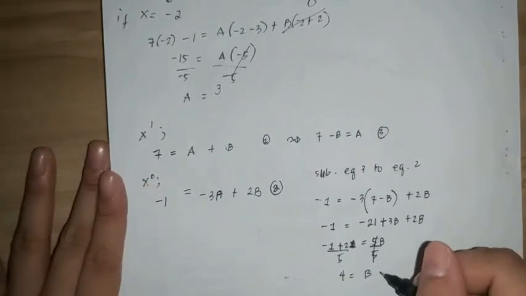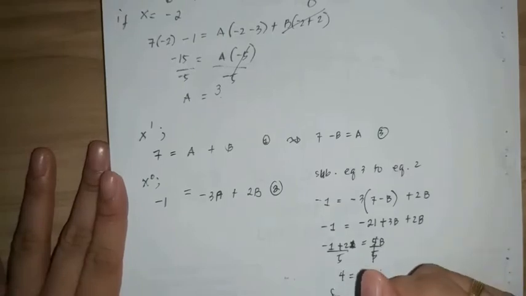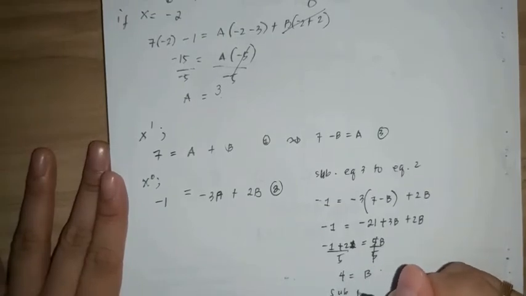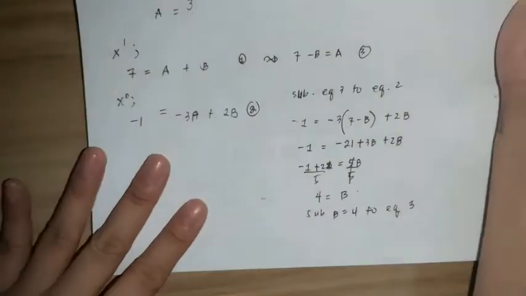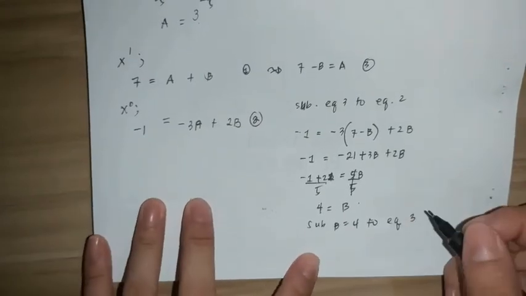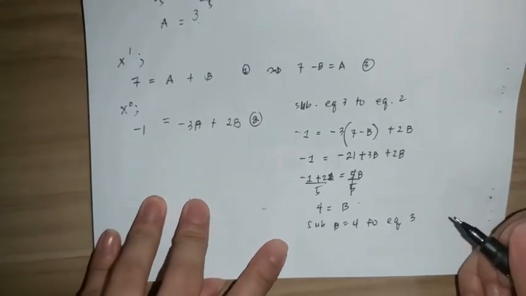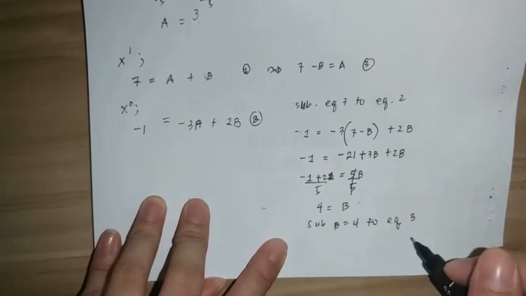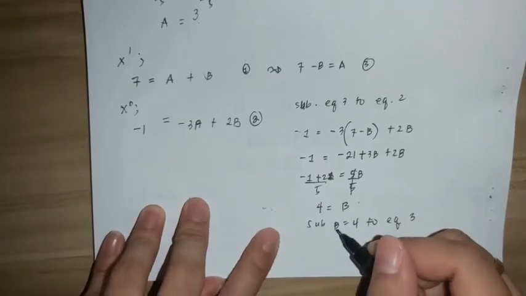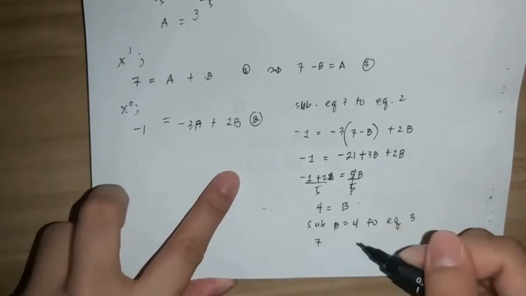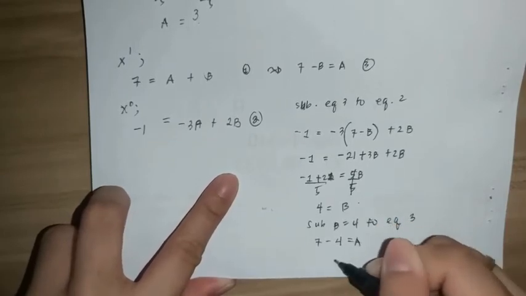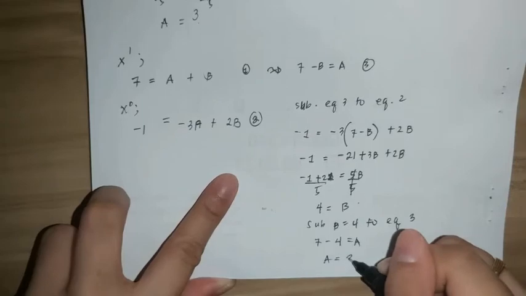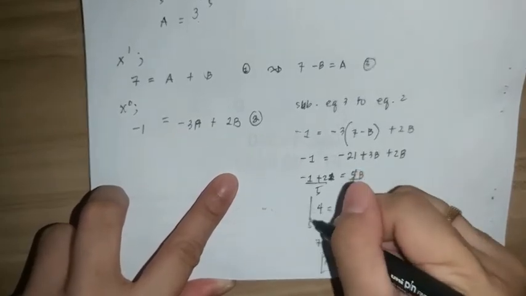So we can substitute b to equation 3. So b is equal to 4 to equation 3. Alright? Okay? So we have here 7 minus 4 is equal to a. So we have a is equal to 3. So we could get the value of a and b.